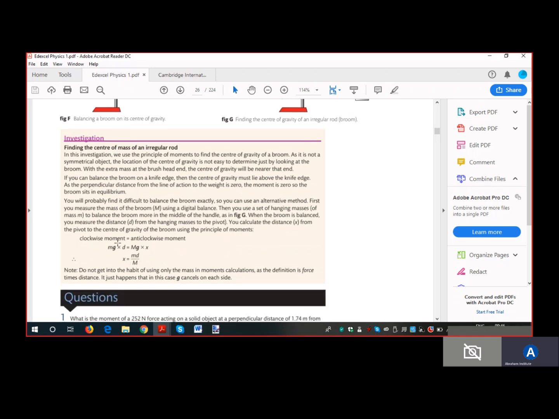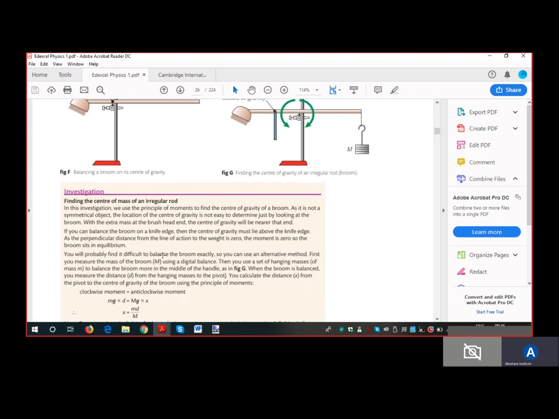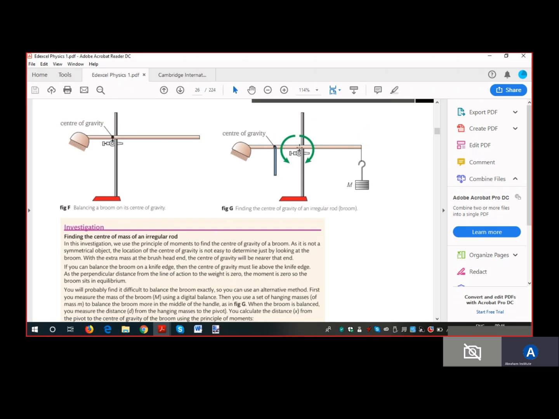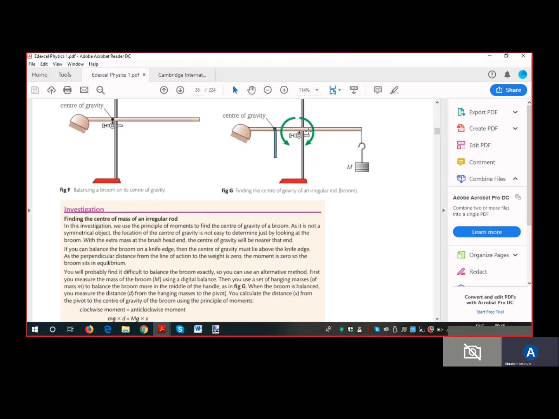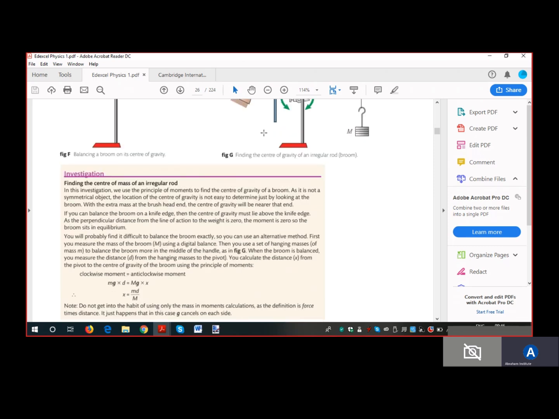Okay, so what happens is that g cancels out and we get x equals md over capital M. Now here the x was the distance from here to here. So, finding the center of gravity of an irregular rod: if you can measure this distance and you want to find the weight of the broom, then you can use this method.